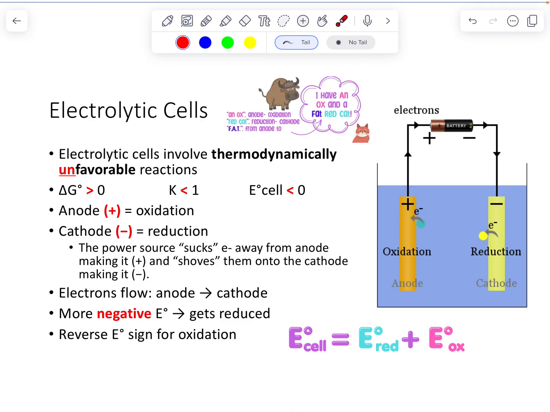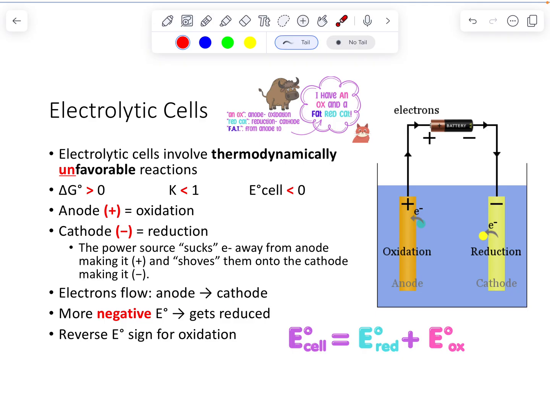Our anode is still the site of oxidation, but the anode is now going to have a positive charge. And the cathode is still the site of reduction, but the cathode has a negative charge. That has to do with the power source sucking electrons away. So our battery here is going to take in these electrons from here and shove them onto our cathode, making it negative. So the electrons are still going to flow from anode to cathode.